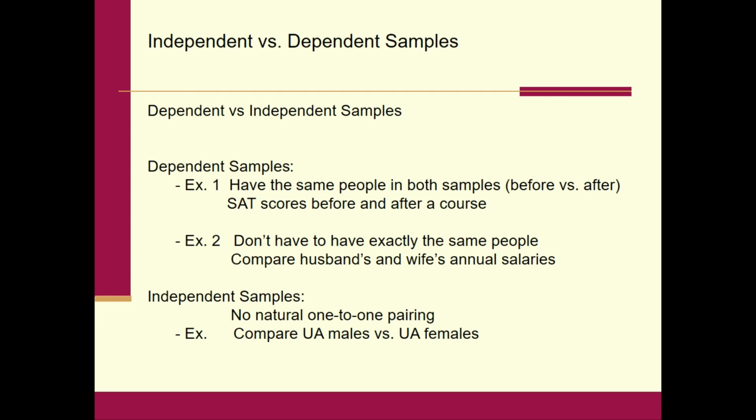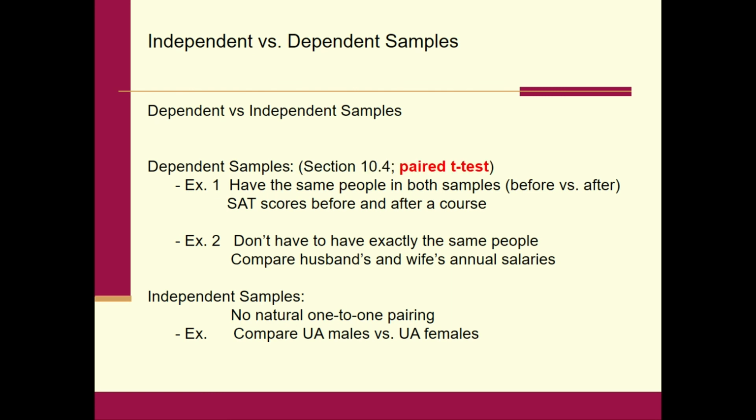I had a student raise their hand one time and say, "You know what? I have a twin brother. What about that?" And I said, well, that would be fine if we were just looking at twins, but does everybody have a twin? The answer is no. So if not everybody has a natural pairing going on, you've got independent samples. The samples are independent of one another. Whoever you brought in the first sample isn't going to necessarily dictate who's going to be brought into the second sample.